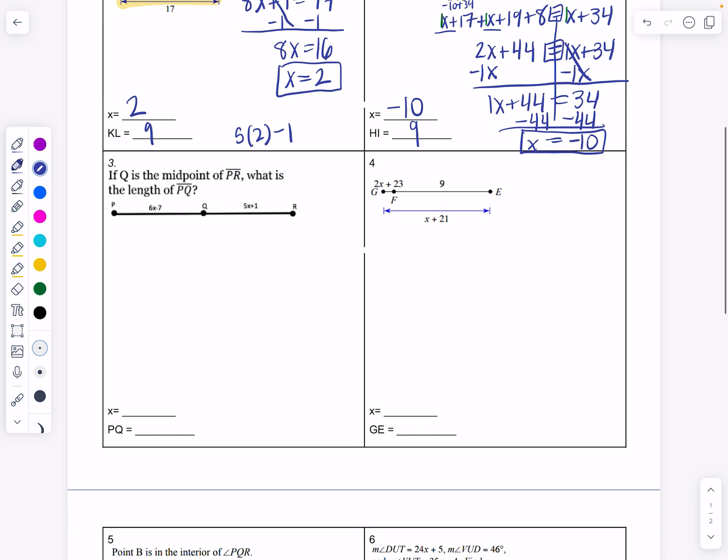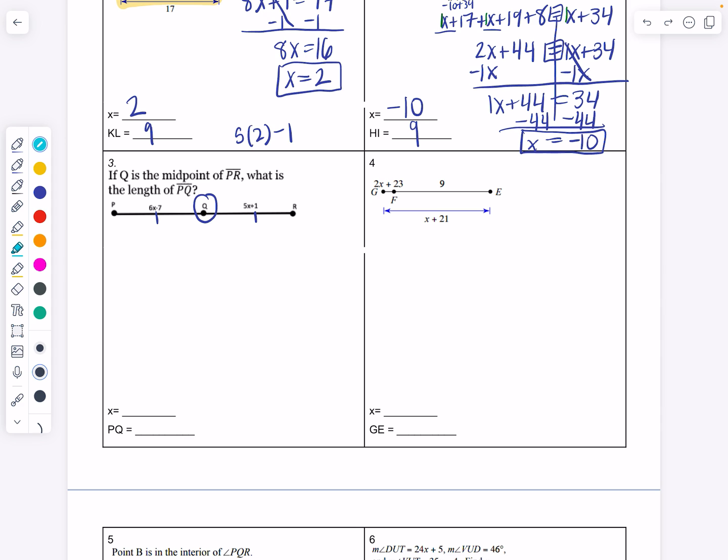All right, number 3 uses a vocabulary word. It says if Q is the midpoint of PR, which means that's just in the middle. So I'm going to mark it with my congruence marks. If Q is the midpoint, what is the length of PQ? This time, I'm not going to use the segment addition postulate because we don't know what the whole thing is. We don't have a number for the whole thing. We could if we knew what the whole thing was.